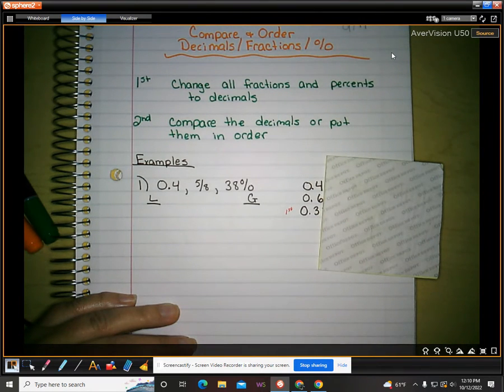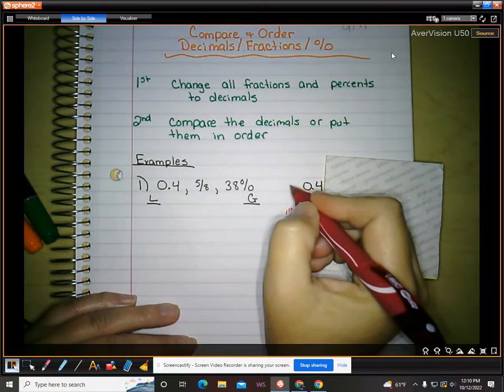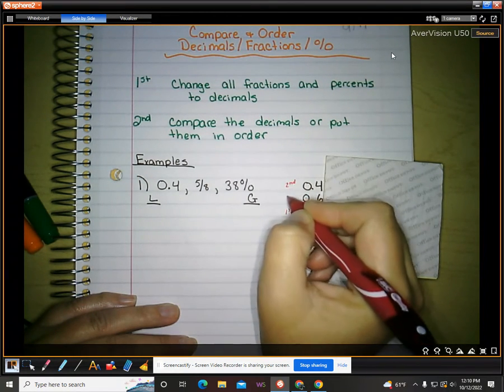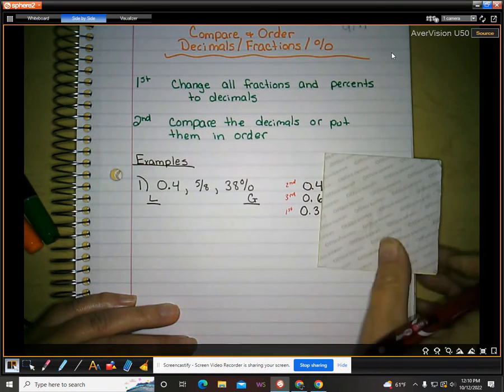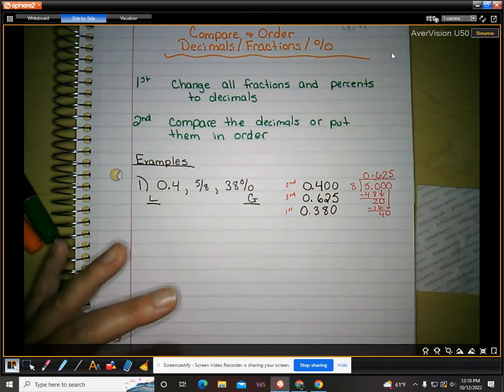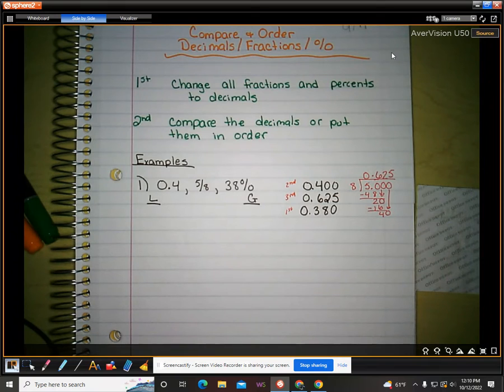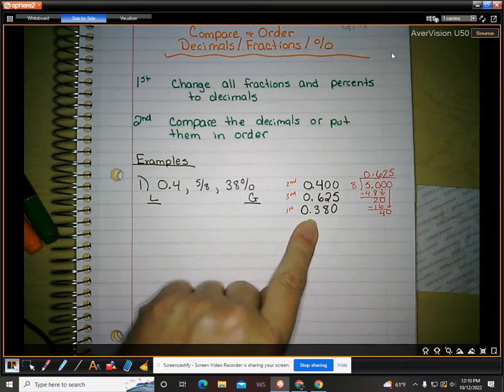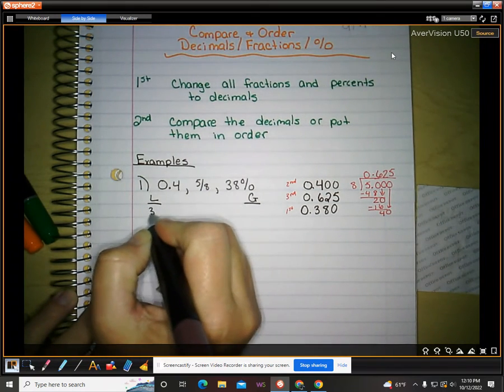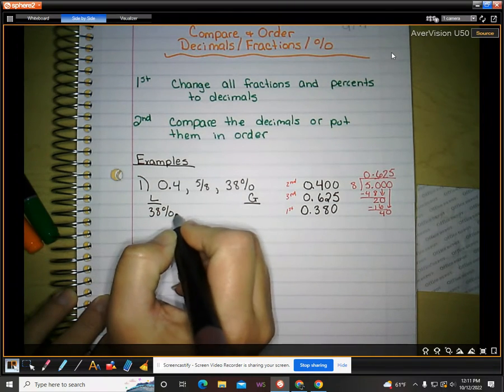What's the next smallest? 6 or a 4? Jordan? 4. Then obviously the last one is your biggest. So then, when you're putting them in a list, you have to write them as what they originally were. 38 hundredths was really 38%. So that comes first. That was our smallest.